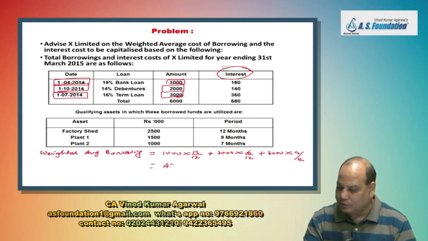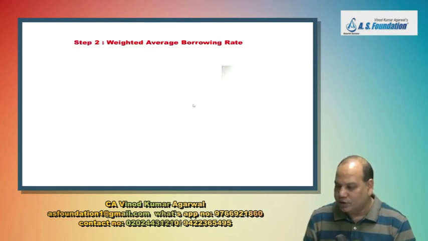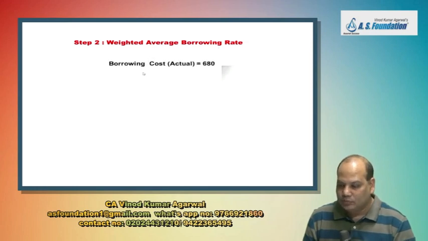Is it 4250? So this is average borrowing, and this is average interest incurred. So what I'll do, I will write step number 2, weighted average borrowing rate. Write neatly, weighted average borrowing rate.